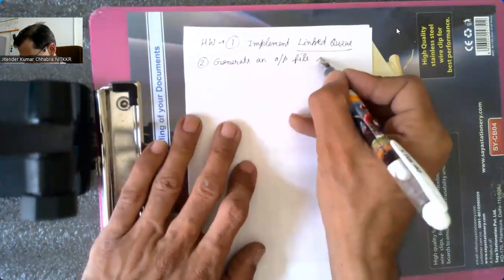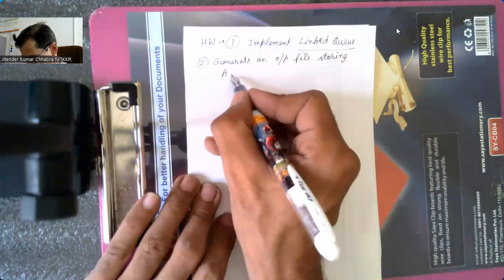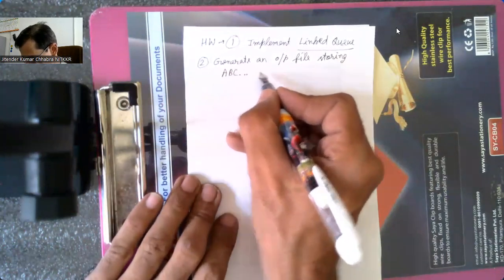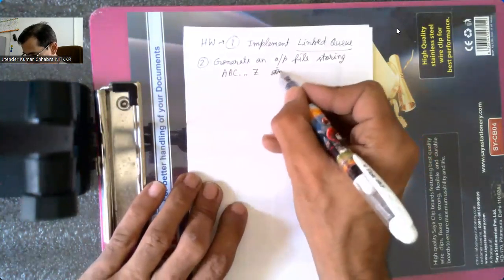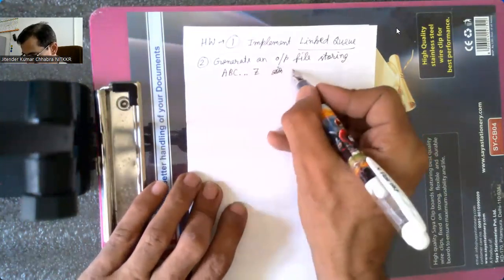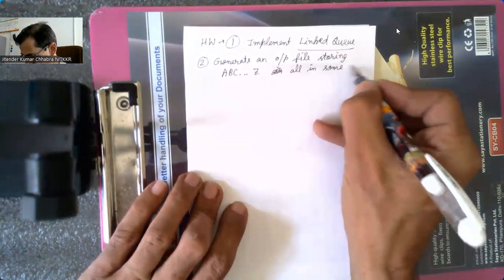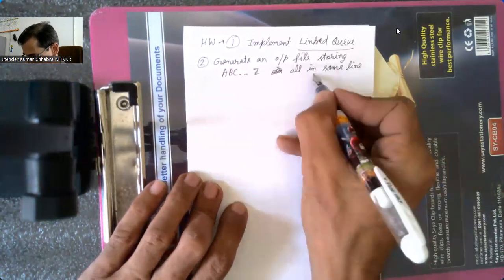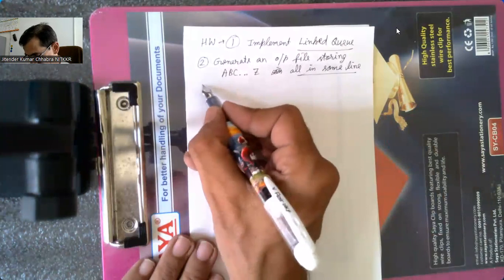storing capital A to Z, A, B, C, and so up to Z, in the file, all in the same line, without space, etc. Effectively, no input to be read from the user, output to be generated.